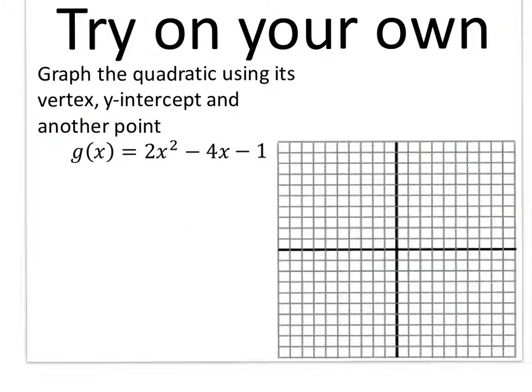So you need to follow this on this very last problem. Try on your own: graph the quadratic using its vertex, y-intercept, and another point, and your equation is g of x equals 2x squared minus 4x minus 1. Good luck.